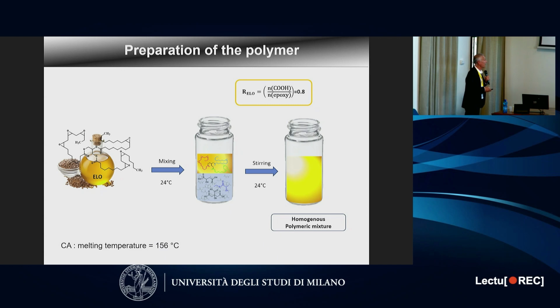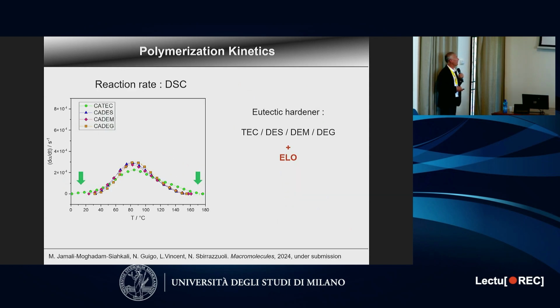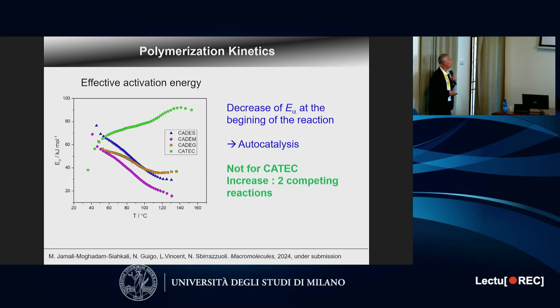So this is the way we prepare the homogeneous polymeric mixture by mixing the ELO with the different eutectic hardeners, and this is the optimum ratio. We have optimized the ratio. So now we can apply the kinetic analysis, and this is the reaction rate that we obtain by DSC. So you see that the curves are very similar for all the eutectics, except the TEC one that starts at a lower temperature and ends at a slightly higher temperature.